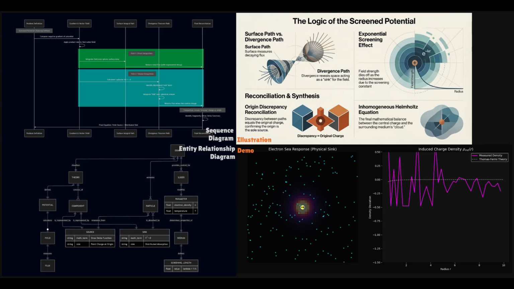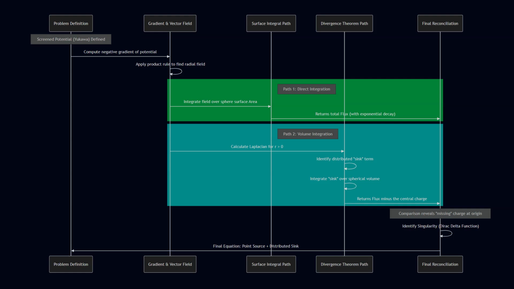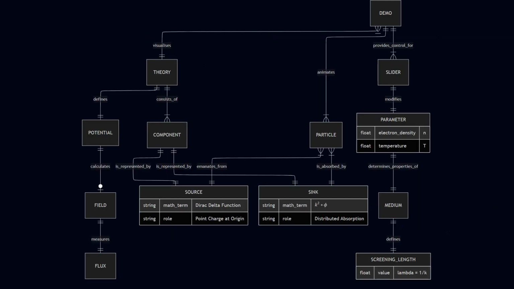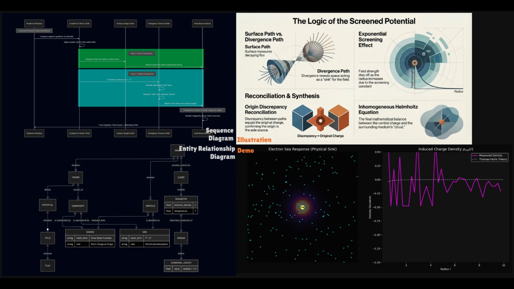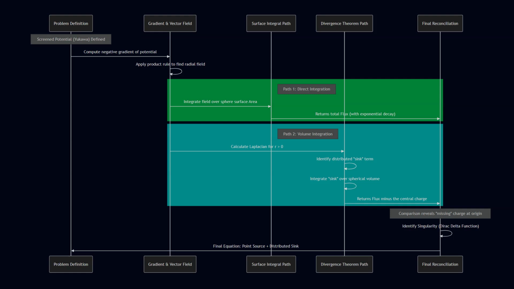The sequence diagram. A narrative of the mathematical journey. The sequence diagram acts as a procedural map for the logical steps taken in the derivation sheet. Parallel paths. While the text describes two different mathematical methods, measuring the field passing through a surface versus calculating what happens inside a volume, the sequence diagram visualizes these as simultaneous journeys that must eventually reach the same conclusion.